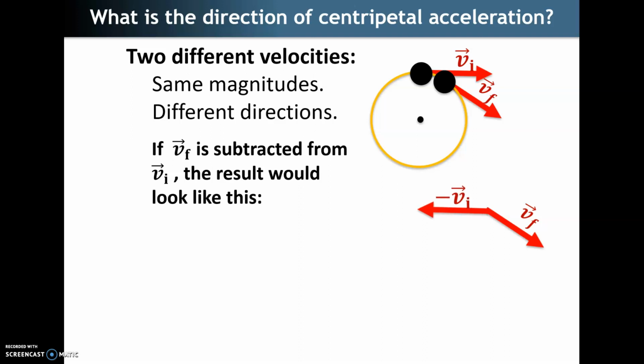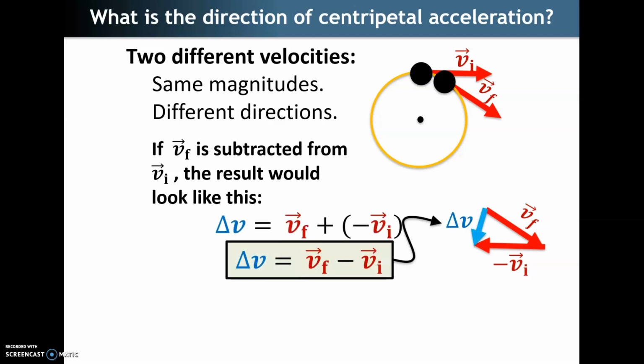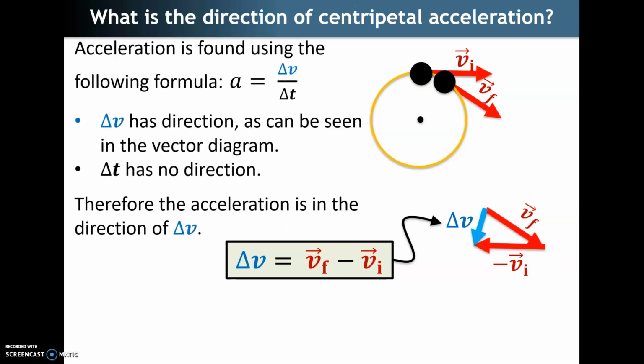Right? So moving that to use the tail to tip method, we can now draw a resultant vector. And we see here that the resultant vector, which is actually delta v, because it's our final velocity minus our initial velocity, is pointed in the direction shown with the blue delta v vector. If you look at that compared to our circle, that's pointing towards the center of the circle.